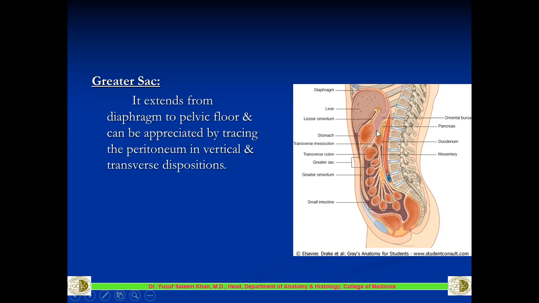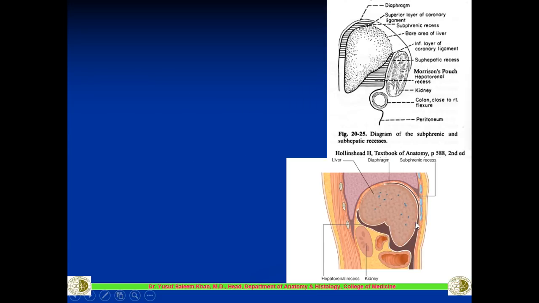The lesser sac communicates with the greater sac through the epiploic foramen. So this is the greater sac, which is a cavity extending from the diaphragm up to the pelvic floor. Now, the lesser sac and greater sac, as well as the lesser omentum and greater omentum, these are the four terminologies as well as the details we are studying. Now we'll go to one more important space.